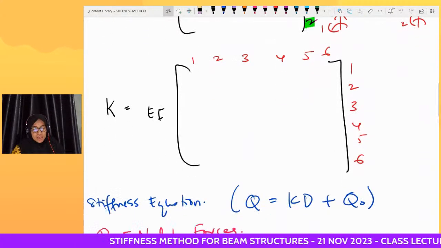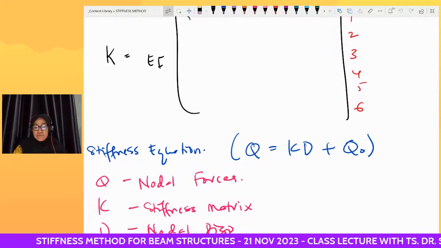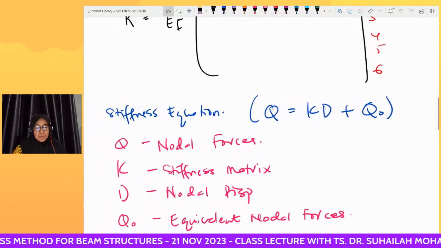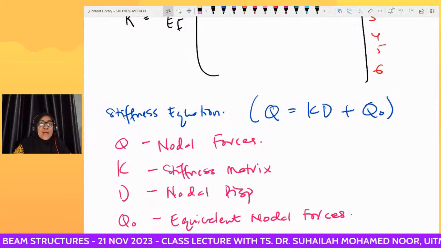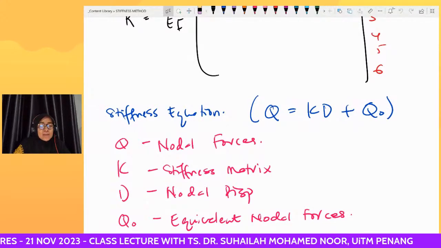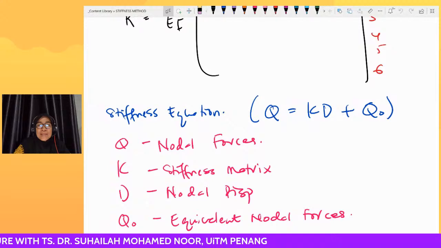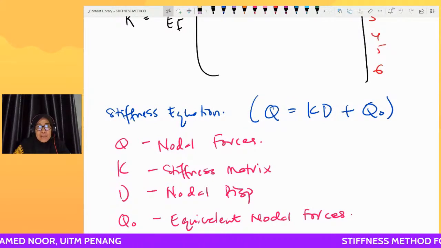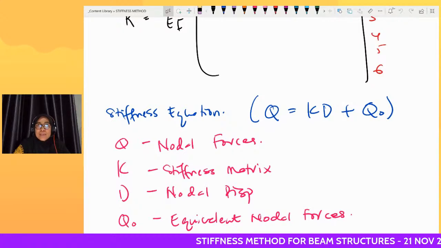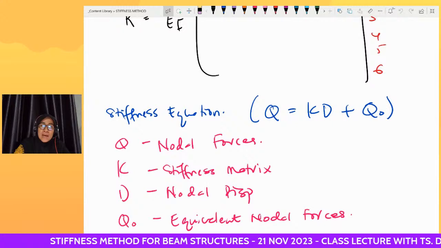That is the first part. We have to understand that whenever we analyze a beam, the stiffness equation is not only Q equal to KD, because normally the member, for example member AB, is subjected to UDL.